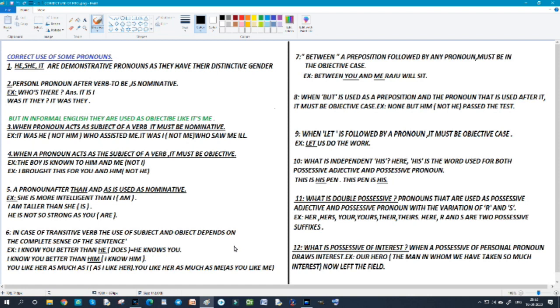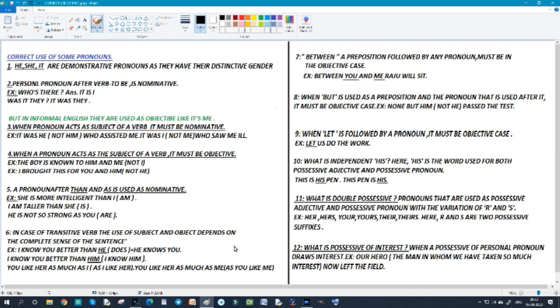Rule number 4. When a pronoun acts as the object of a verb, it must be in the objective case. Example: the boy is known to him and me, not I. Second example: I brought this for you and him, not he. That means it must be objective. Here in the first sentence, him is the objective case, and in the second one, him is also objective case.